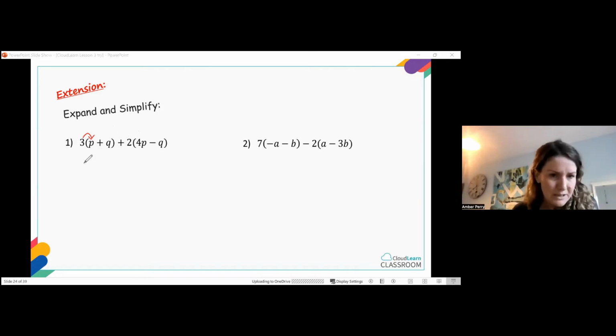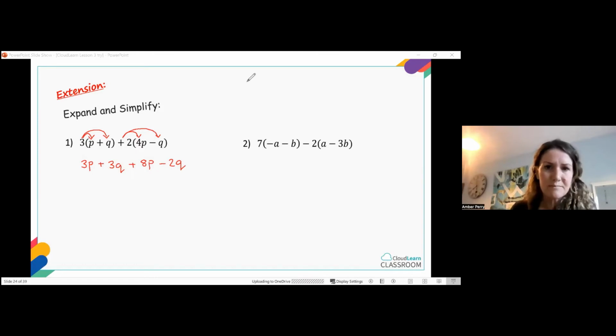So 3 times p is going to be 3p. Then we have 3 times q, so we continue expanding that bracket. 3 times q is 3q. Expand the second bracket then straight away, so plus 2 times 4p, we've got 8p there. And then expand the second part. Don't forget we've got a negative here, so that's a minus 2 times q, which is 2q. So we've expanded all 4 terms to create this 4-term expression.